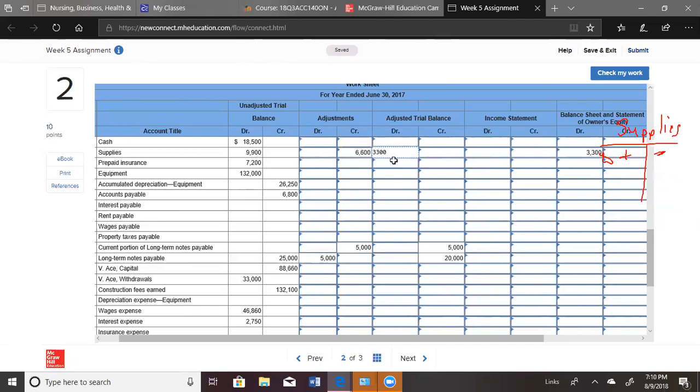Would that be it? Yeah, because now this is the new trial balance. So this is the old trial balance. We're going to adjust it by these amounts, and then this is going to be our final trial. Well, it's not our final, but it's going to be our adjusted trial balance.